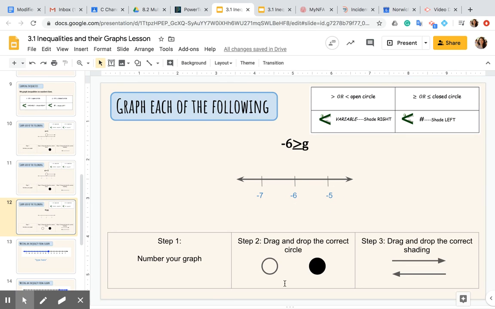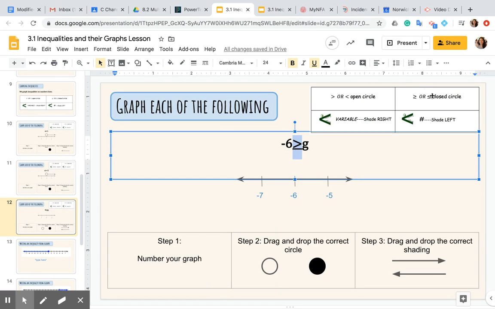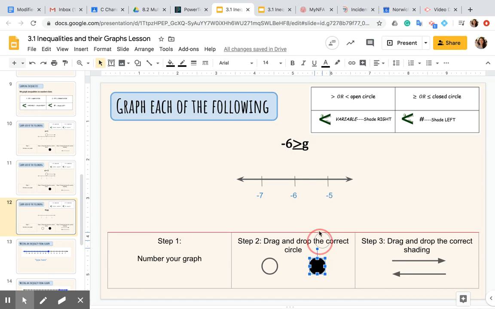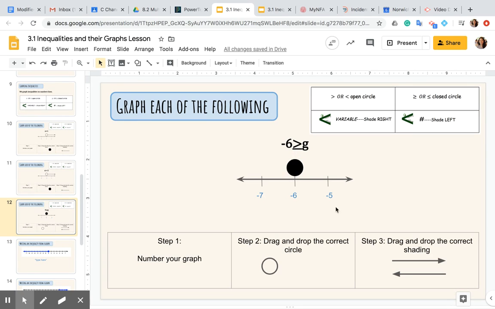Step 2, drag and drop the correct circle. Well, if I look at this symbol here, that's going to tell me what type of circle to use. There's a bar underneath. This time I want a closed circle. So I'm going to drag and drop this closed circle because I want the number to count. This says or equal to -6. That means I want the -6 to count. So just like on a Scantron, when you want your answer to count, you color the circle in.